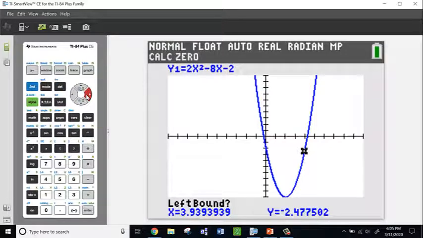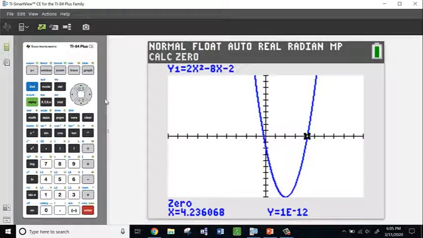And this time, because it was going upward, my left side is going to be a little bit under it, which it is now. And then my right side I need to go on the other side of the axis and hit enter. And here's my other 0.